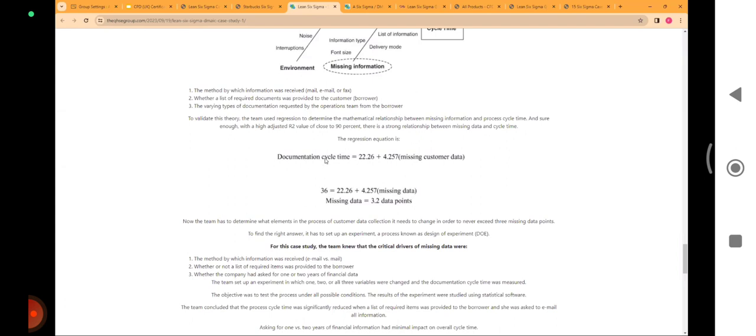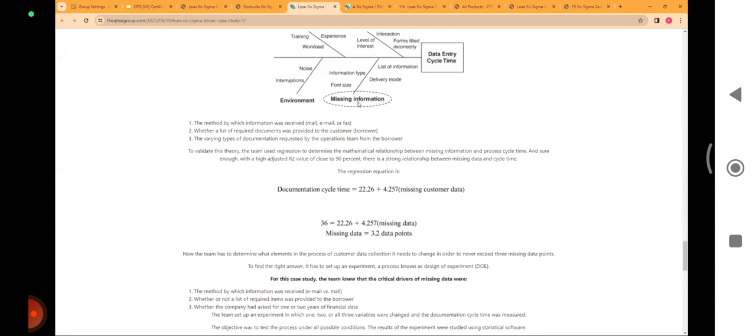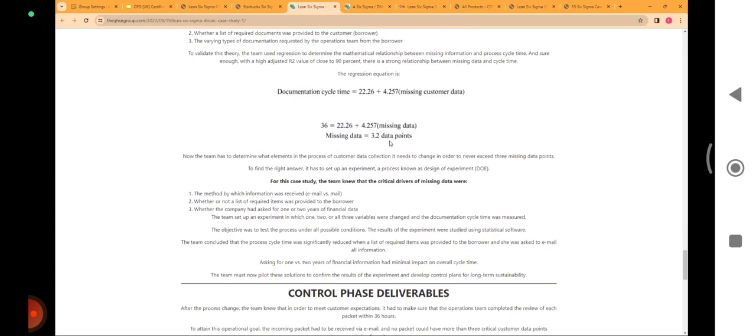In this case, with the high adjusted R-squared value of close to 90%, there was a strong relationship, so yes, indeed, missing information is affecting the cycle time. And this was the regression equation. So they concluded that the maximum allowed missing data should be 3.2 missing data points on these application forms. Any credit card or loan application form in this process should not have more than 3 blank points. So now the team has to determine what process of the customer's data collection they need to change in order never to exceed 3 blank points on this application form.